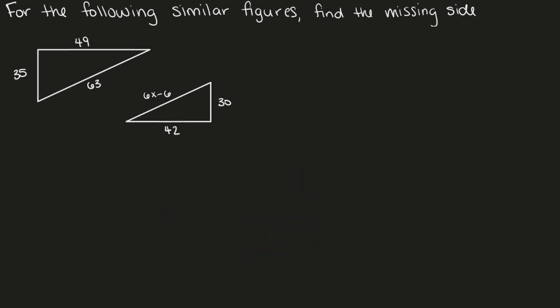And this is our last example where, again, we want to find the missing side. Let's start by using our scale factor. So for our corresponding sides, we can either use 30 and 35, those are going to be corresponding, or 42 and 49, which are also going to be corresponding. Let's use 30 and 35. So 30 over 35. We can simplify this fraction using a factor of 5. 5 goes into 30 6 times, and 5 goes into 35 7 times. So this is going to be 6 over 7, or our scale factor is 6 to 7.